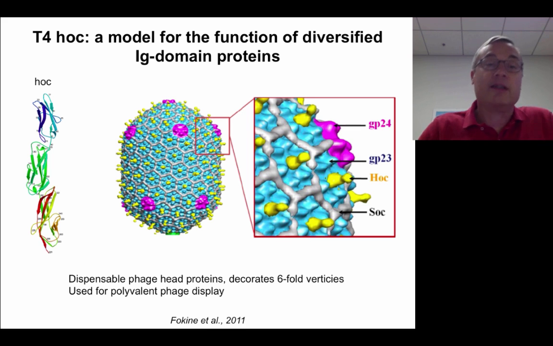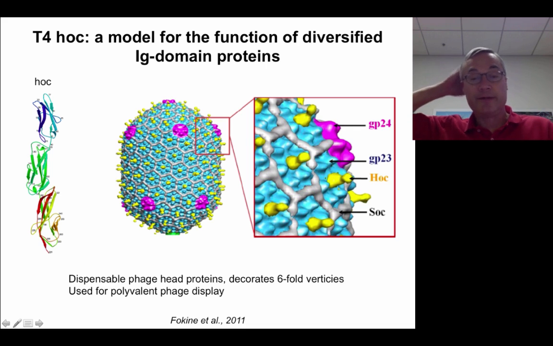And so lastly, some speculations about the role of those poly-Ig domain proteins that I mentioned. We don't know what they do, but there's an example of one of these poly-Ig proteins that has been studied pretty carefully in bacteriophage T4. Although it's not hypermutagenized, we can make some speculations about what the hypervariabilized proteins do biologically. This T4 protein is called HOC, structure shown here on the left. HOC binds to 6-fold centers of symmetry in the bacteriophage head, shown in yellow here. There's over 100 copies of HOC on a T4 head. So it's a dispensable phage protein.